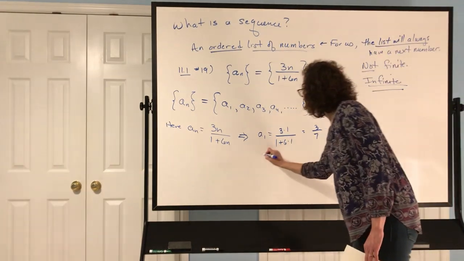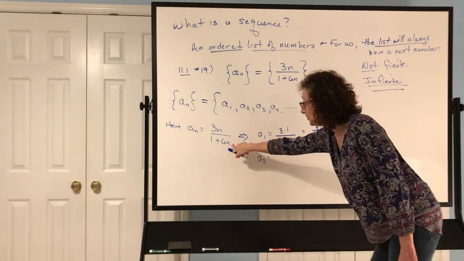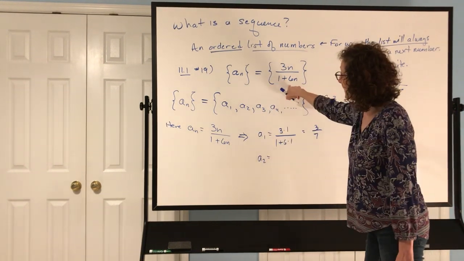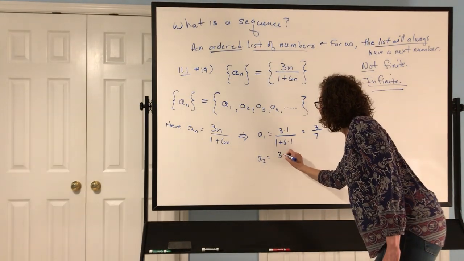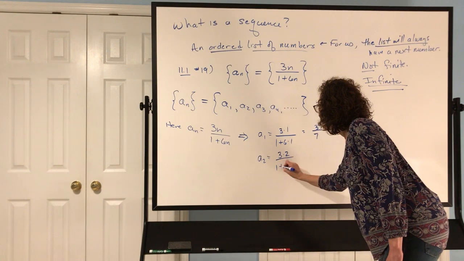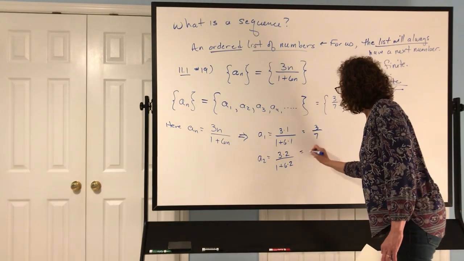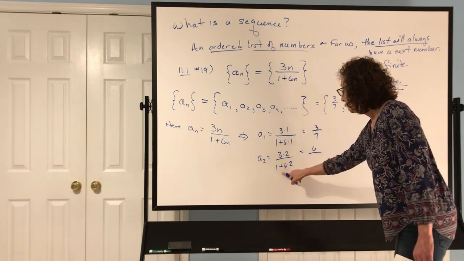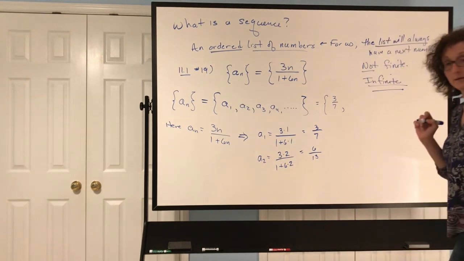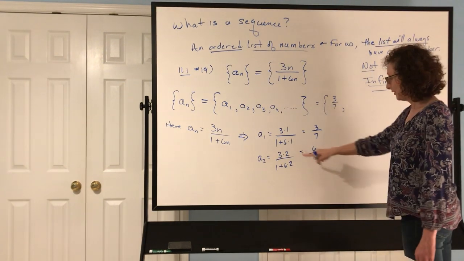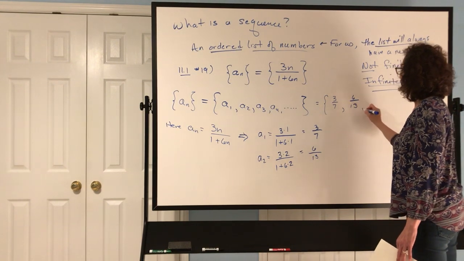Okay, what is a2? I'm going to use this formula, that's how my a sub n's are generated. So if n is 2, what is a sub 2? 3 times 2 over 1 plus 6 times 2. So what is that? 6 divided by 1 plus 12 is 13. So our a sub 2 is 6 thirteenths.